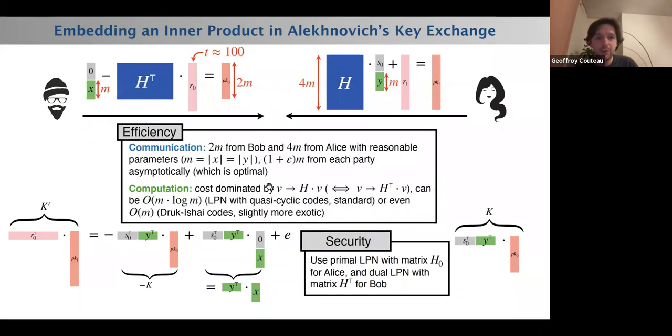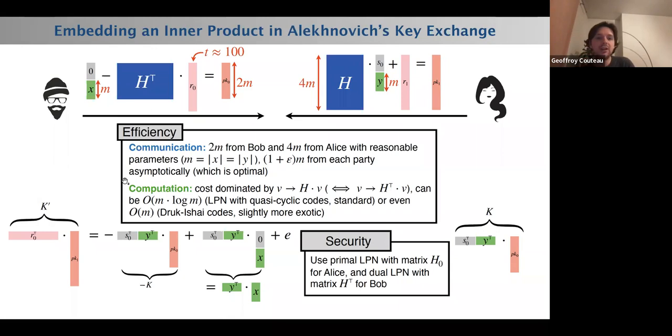What about efficiency? Well, communication-wise, if you pick standard parameters, you'll have something like 2m bits from Bob and 4m bits from Alice with reasonable parameters. Just exchanging the inputs in the clear would be 2m bits of communication. Here we're around 6m bits of communication, so just a factor of 3 overhead over exchanging the inputs in the clear. And asymptotically, when the size m goes to infinity, it actually suffices to send (1 plus epsilon) m bits from each party, and you get nearly optimal communication overhead for this inner product protocol.